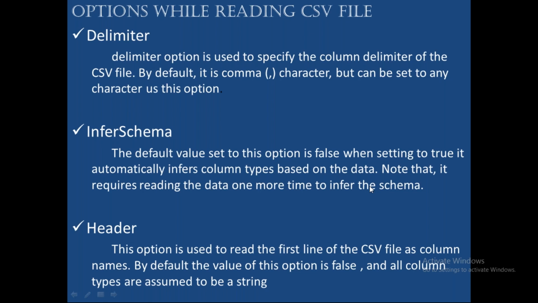In that case, what happens? What are the headers for that particular file? Underscore C0, underscore C1, underscore C2, underscore C3, and so on. Okay, and all column types are assumed to be string. Why are all column types assumed to be string? Because here the infer schema we are setting as false. What it means is the data type is basically string. So that's why all column types are assumed to be string.